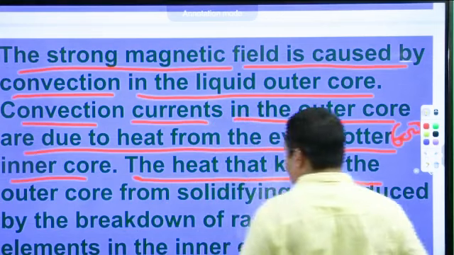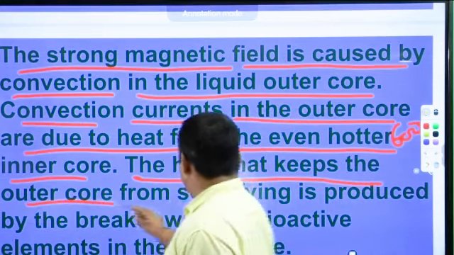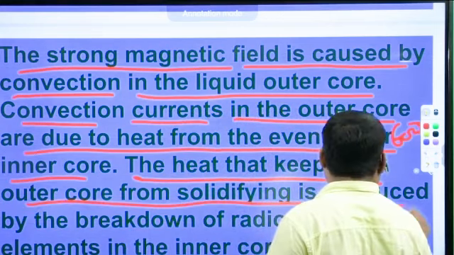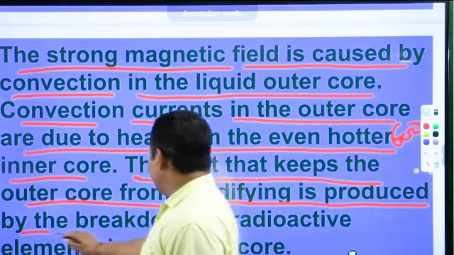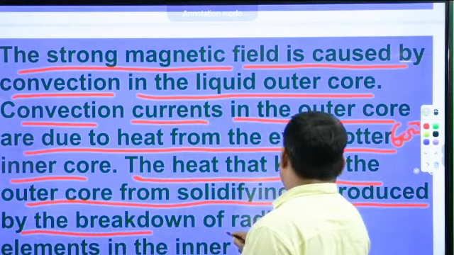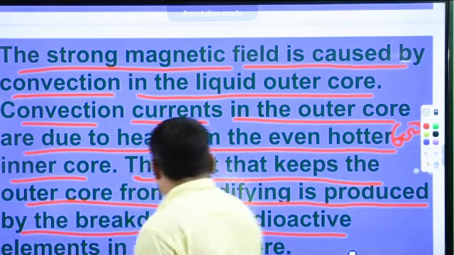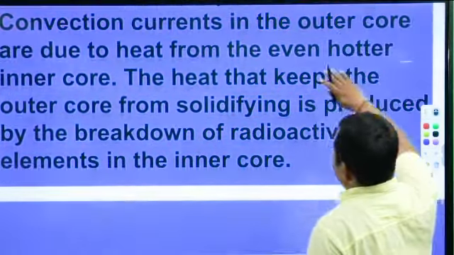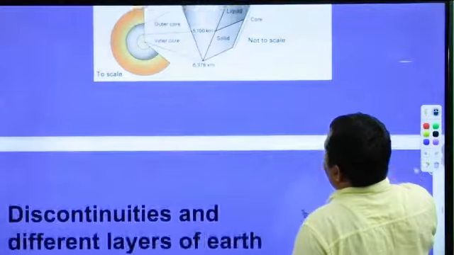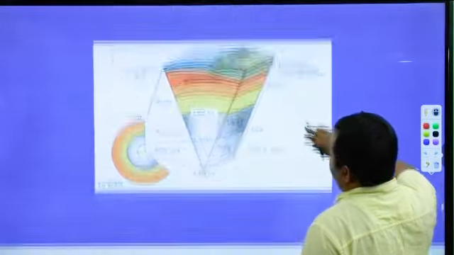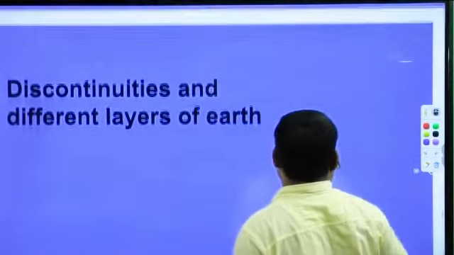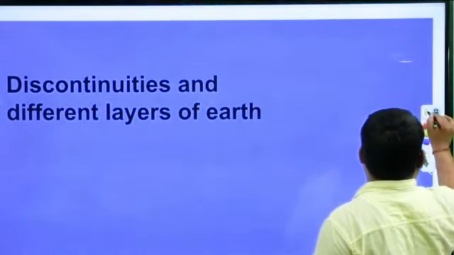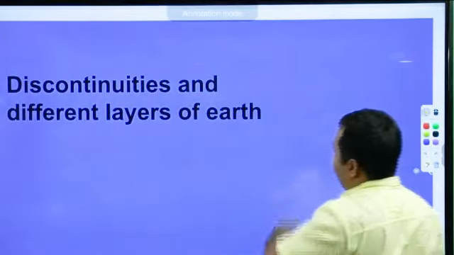The heat that keeps the outer core from solidifying is produced by the breakdown of radioactive elements in the inner core. Because of the breaking of radioactive minerals, a huge amount of heat energy is being produced.